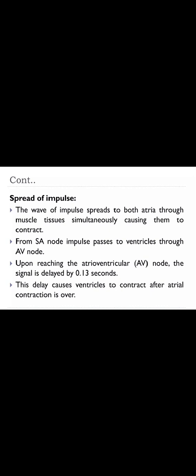And how will the impulse spread? The wave of impulse spreads to both atria through the muscle tissues simultaneously, causing them to contract. From the SA node, the impulse passes to the ventricles through the AV node. Upon reaching the AV node, the signal is delayed by 0.13 seconds. This delay causes the ventricles to contract after atrial contraction.